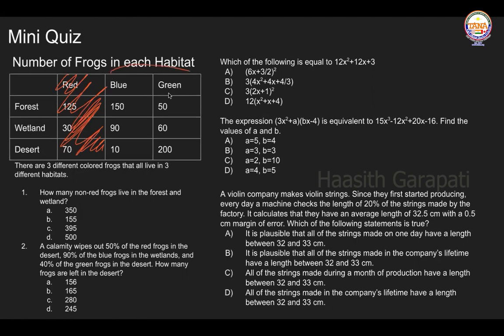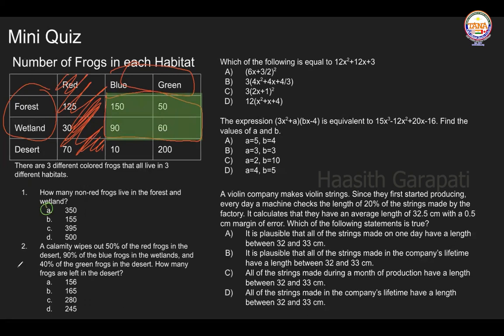How many non-red frogs live in the forest and wetland? So these are the non-red frogs. This is the forest and wetland. They're talking about this section right over here. All I have to do is add those values up and we'll get our answer. That is going to be 350. Therefore, A is the correct answer.